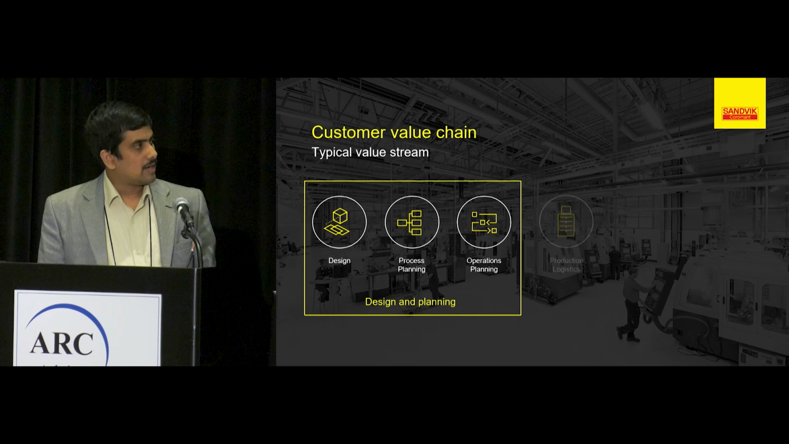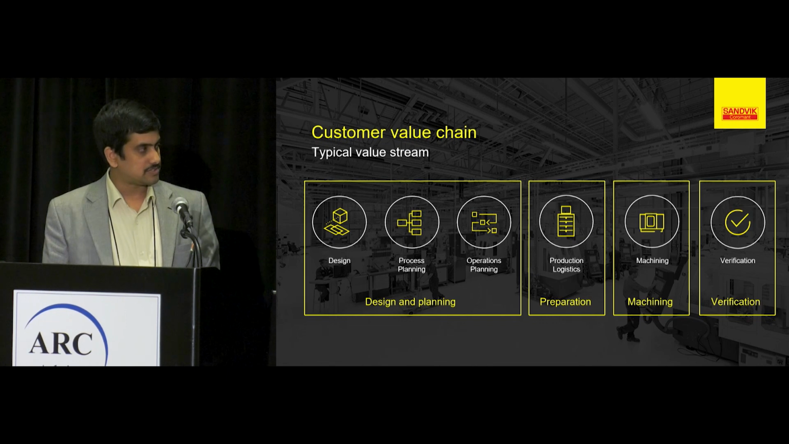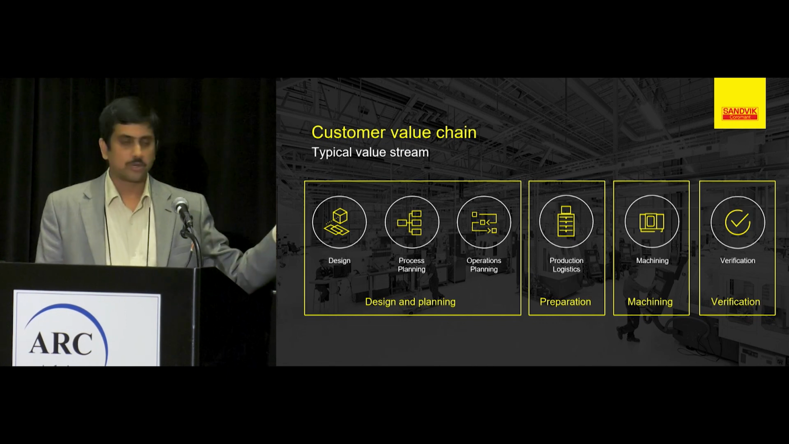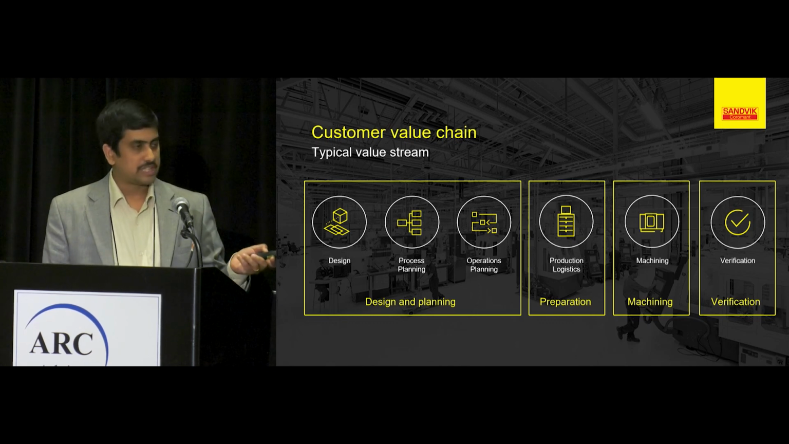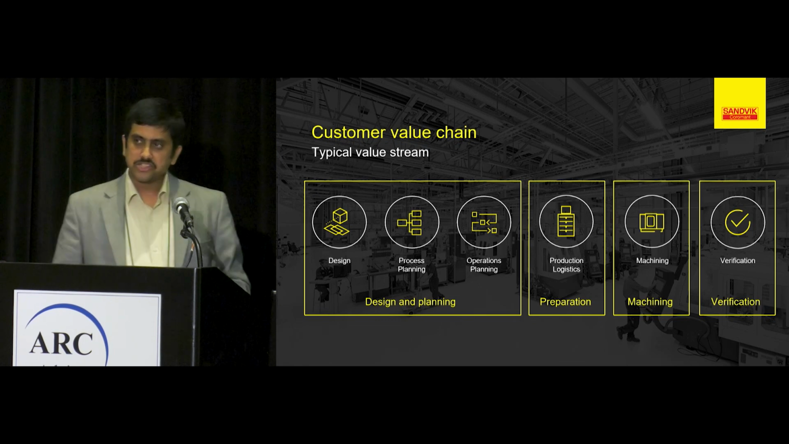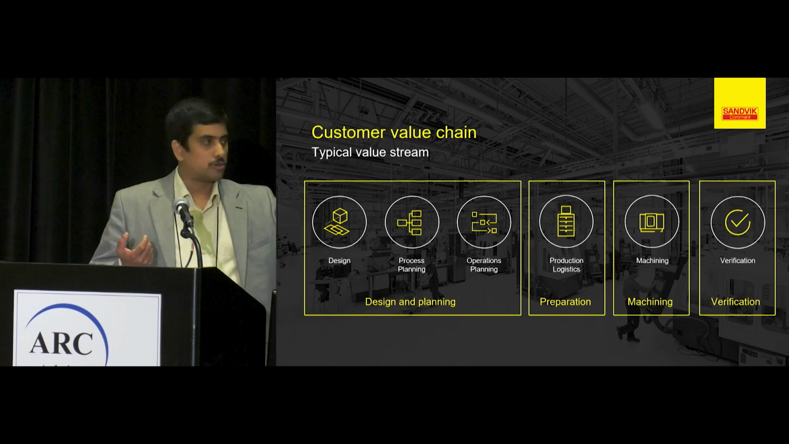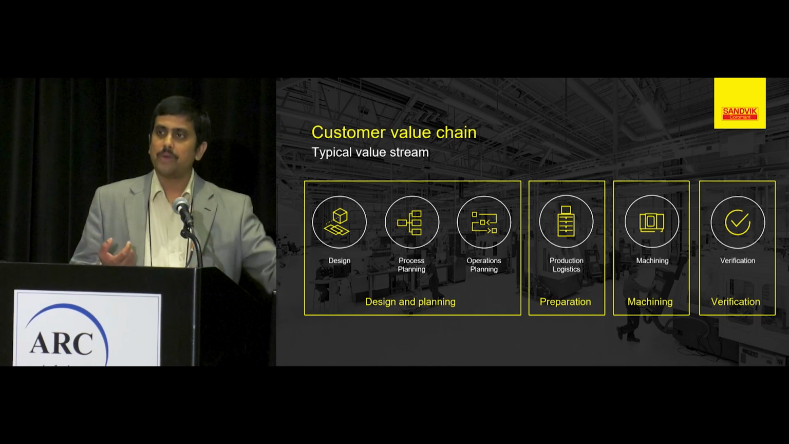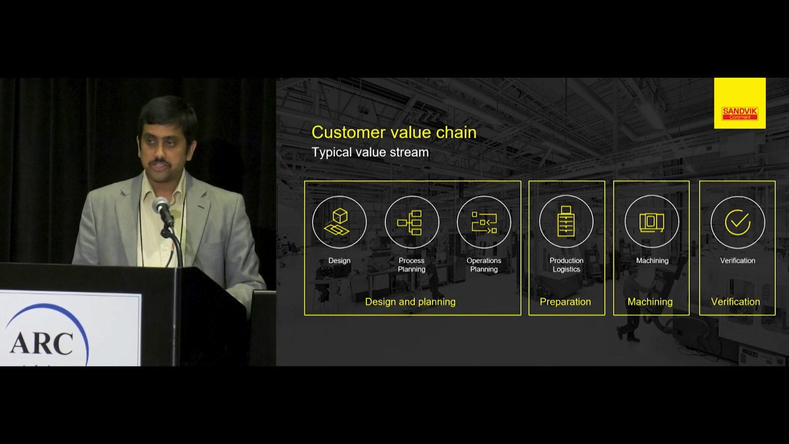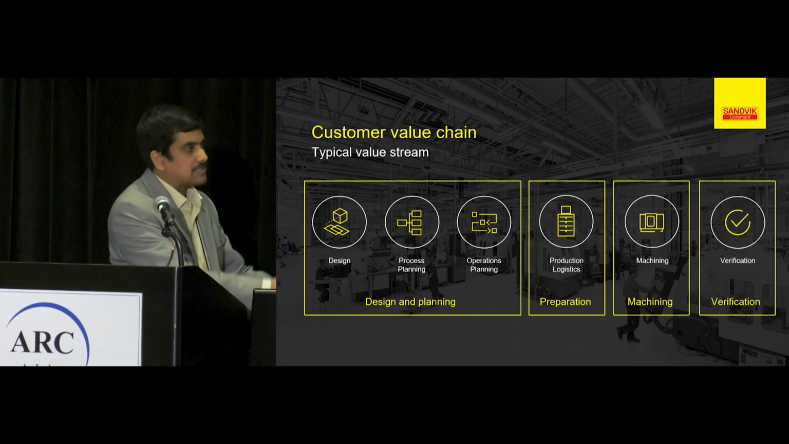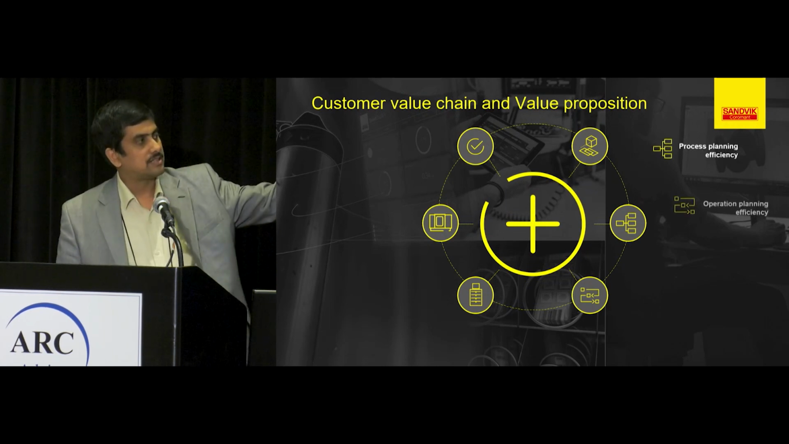So when it comes to the value chain, we package these into four broad areas, right? It's about design and planning, which has design, process planning, operations planning. It's about production logistics, which is about preparation. It's about machining, it's about verification. Just to repeat what I said, the key to success in digital is going to be how we pollinate or mash up the value across all of these four big pillars that you see here. It's not about creating solutions which address each of these spaces independently.